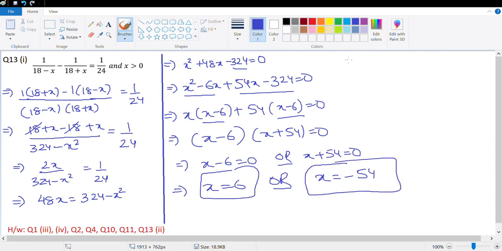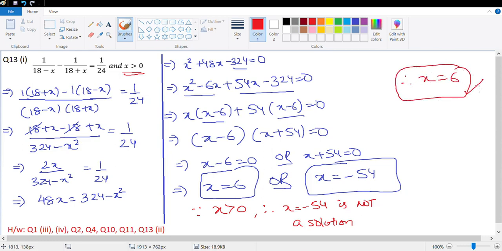Let's read the question once again. It says x is more than 0. So since x is more than 0, x is equal to negative 54 is not a solution. So our final answer is x is equal to 6. Perfect. That brings me to an end of this video and this exercise.